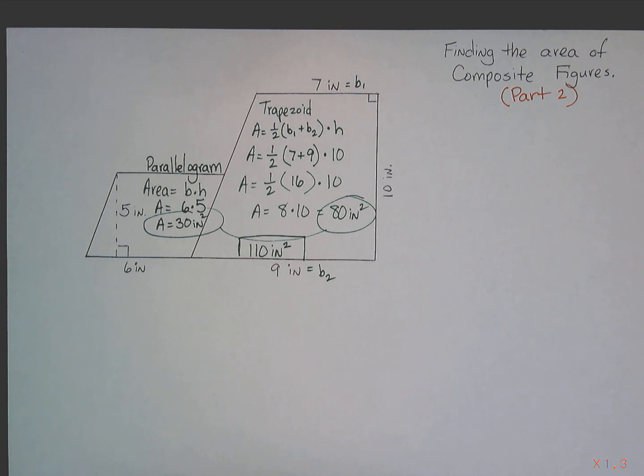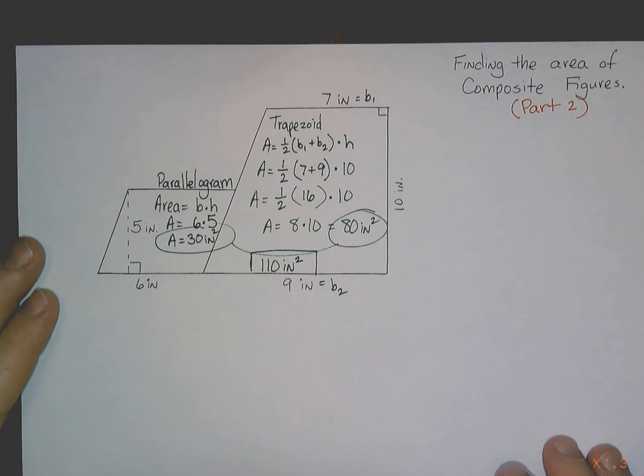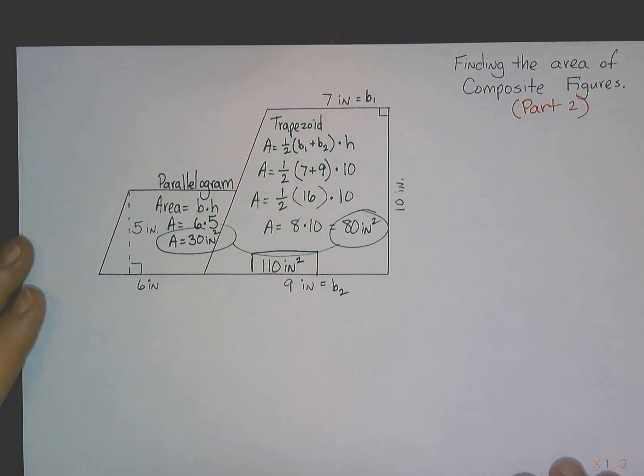Okay, so hopefully that helps. We'll keep working. I'll give you another example, another trapezoid with a rectangle taken out of it. Okay, that'll be part 3.